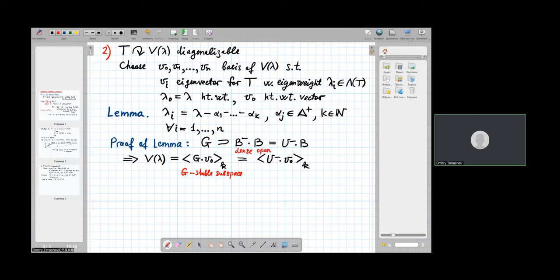Okay? And now, since U minus is a unipotent group, it is the exponential image of its Lie algebra. And the Lie algebra of U minus is the direct sum of root subspaces corresponding to all negative roots. Or the other way around, it is the direct sum of root subspaces corresponding to the roots which are opposite to the positive roots. So negative roots are opposite to positive roots, okay?